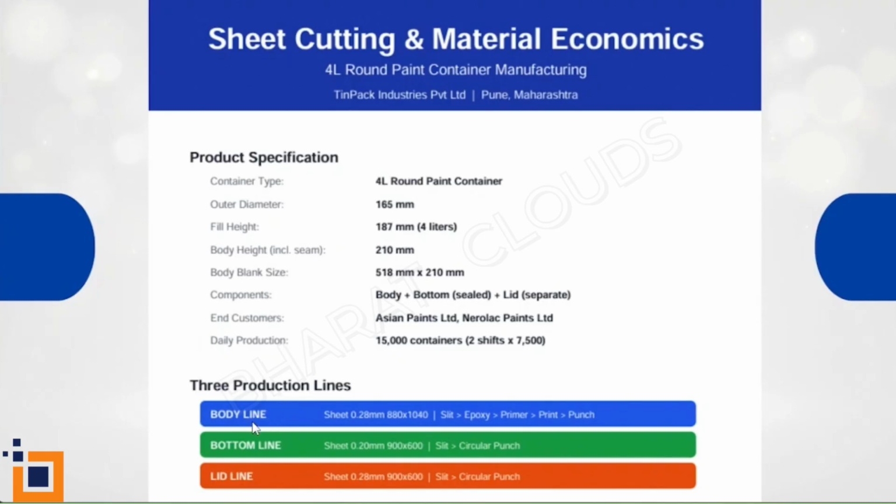The body line uses 0.28 mm thick sheet, 880 by 1040 mm, and runs through 5 operations: slit, epoxy coat, prime, print, and punch. The bottom line uses a thinner 0.20 mm sheet, 900 by 600 mm, slit and circular punch. The lid line uses 0.28 mm sheet, 900 by 600 mm, slit and circular punch. Let's look at the cutting mathematics for each line.